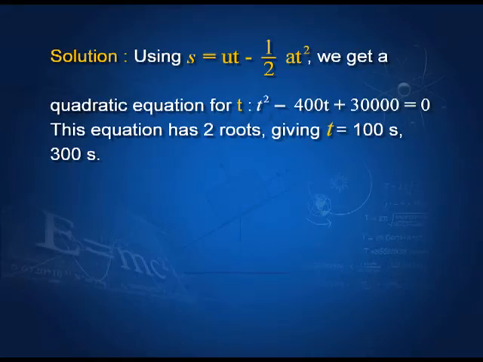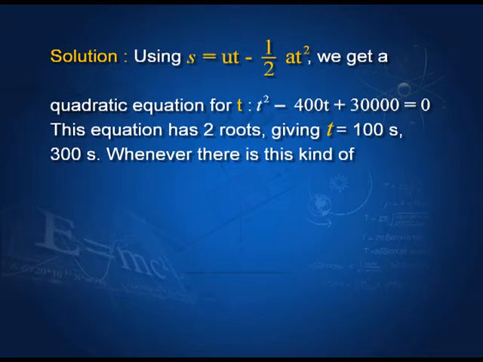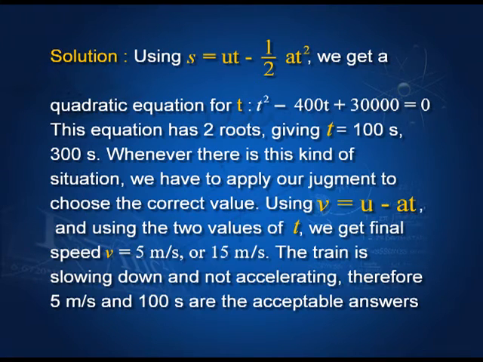Once again, we get two values and we have to choose one value using other considerations that we can have. Whenever there is this kind of situation, we have to apply our judgment to choose the correct value. So, what do we do? In this case, we take v equal to u minus a t, and substitute the values of a, u and t equal to 100 seconds and t equal to 300 seconds.